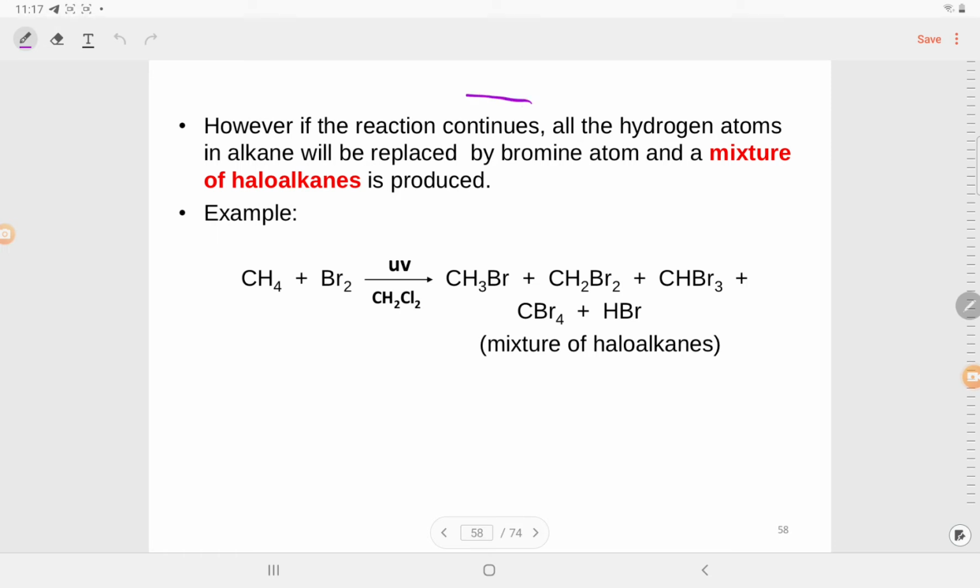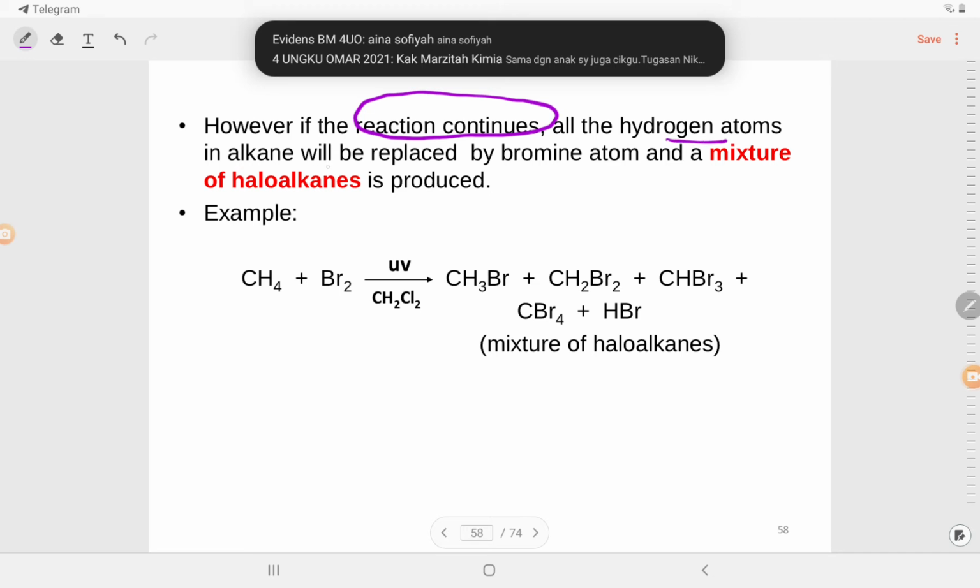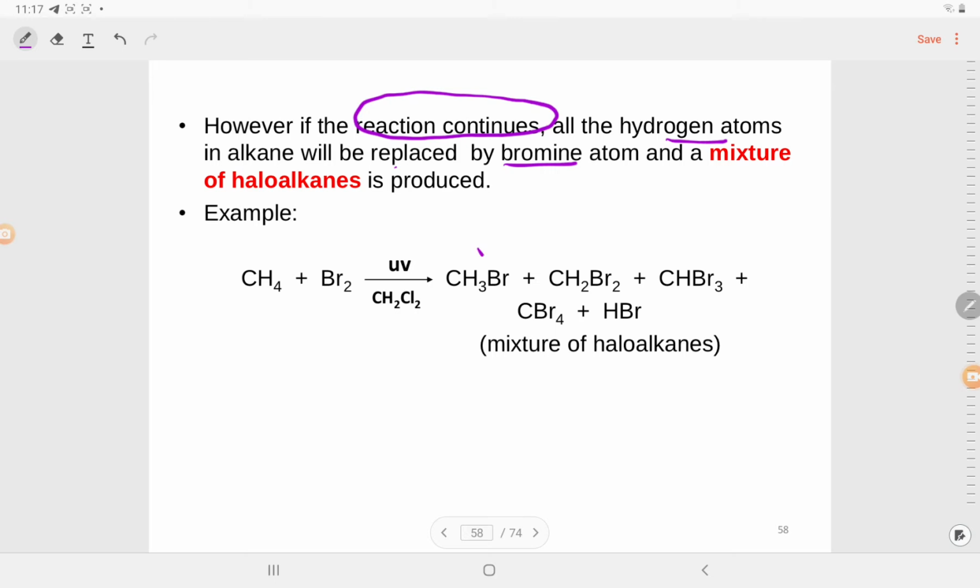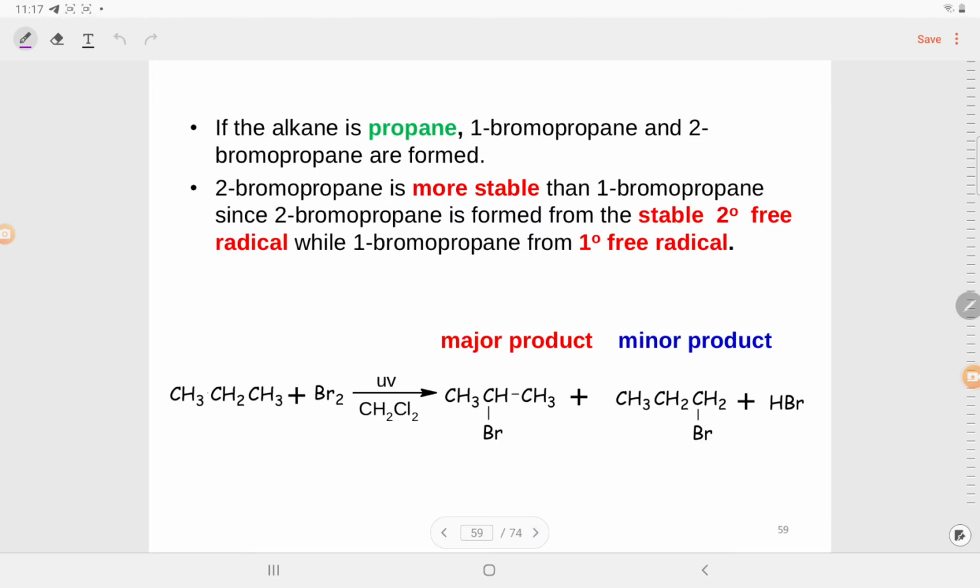however, if the reaction continues, all the hydrogen atoms can be replaced by the halogen and it can produce bromomethane, dibromomethane, tribromomethane and tetrabromomethane, if the reaction continues. Okay, if we have propane, what happens? We have more than one possibility to form.